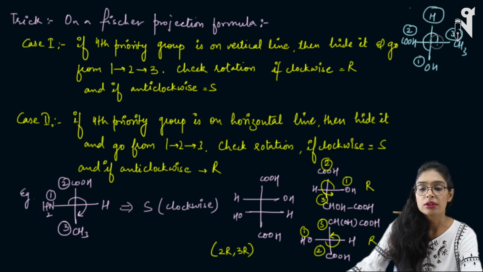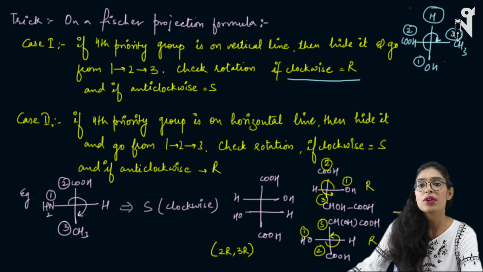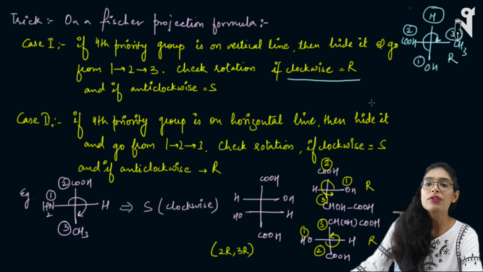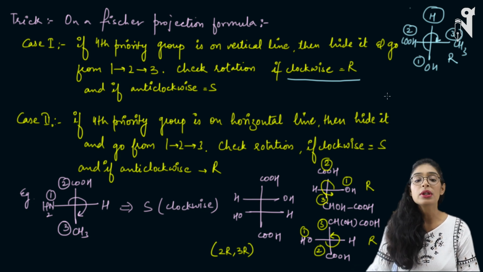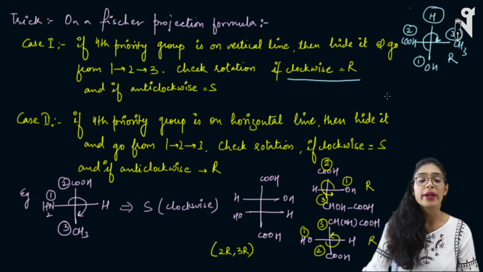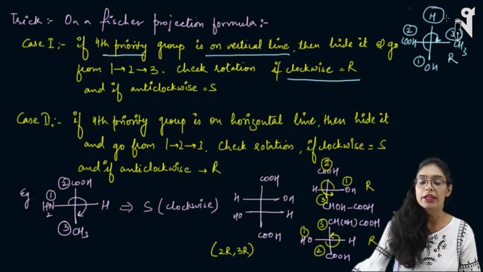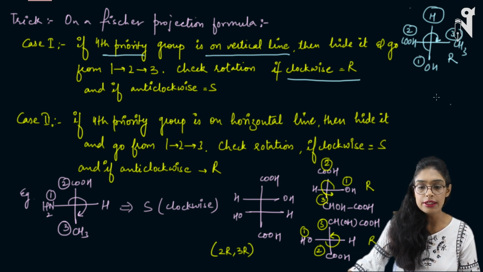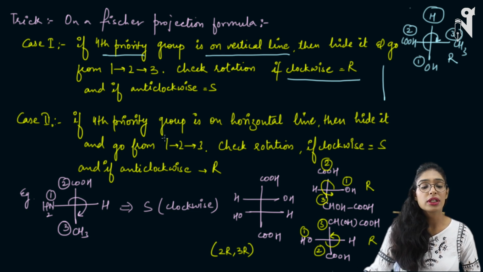So 1 to 2 to 3. What kind of rotation is it? It is clockwise, right? So if the rotation is clockwise, then we will represent it with the configuration R. And if the rotation is anti-clockwise, then we will represent it by S. So this is a very simple rule. This is only applicable when your fourth priority group is on the vertical line. Vertical line is this way.